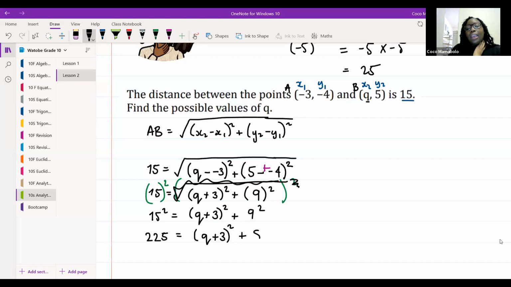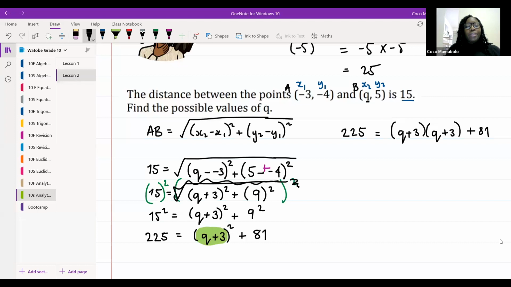81. Right. And then we're all going to agree, guys, Q plus 3 all squared just means Q plus 3 times Q plus 3. Okay. So we're going to go 225 is equal to, open bracket, Q plus 3 times Q plus 3. Yes, we're going to expand, plus 81.